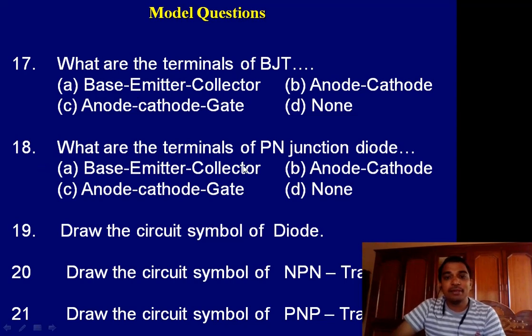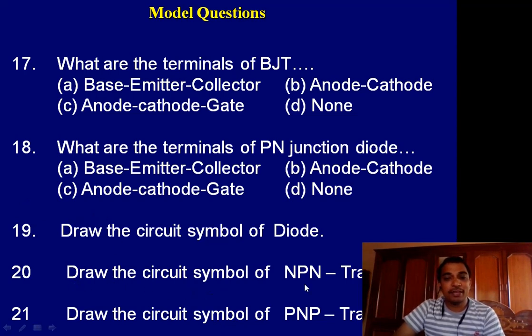What are the terminals of PN junction diode? So anode cathode is the answer. Gate actually we don't have. This is SCR. Draw the circuit symbol of diode. Yes, you can draw that.